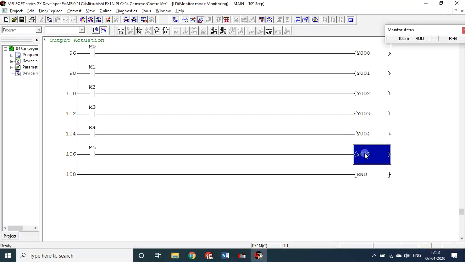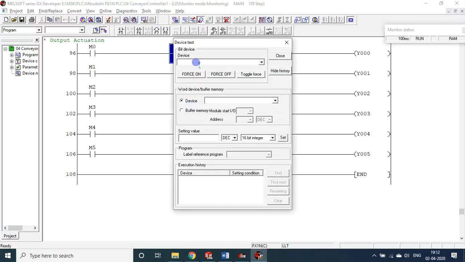After the 5th second, this will be off. Then after 1 second, this is off. After 1 second, this is off. After 1 second, this is off. After 1 second, this is off. Finally, after 1 second, Y0 is off. So this is the logic. Okay, now we'll see the program.